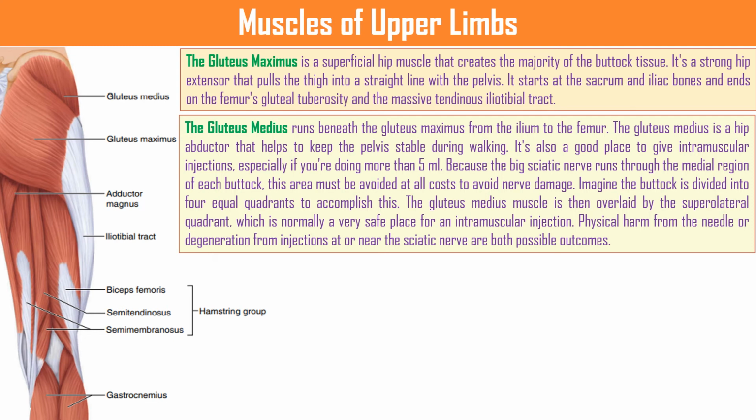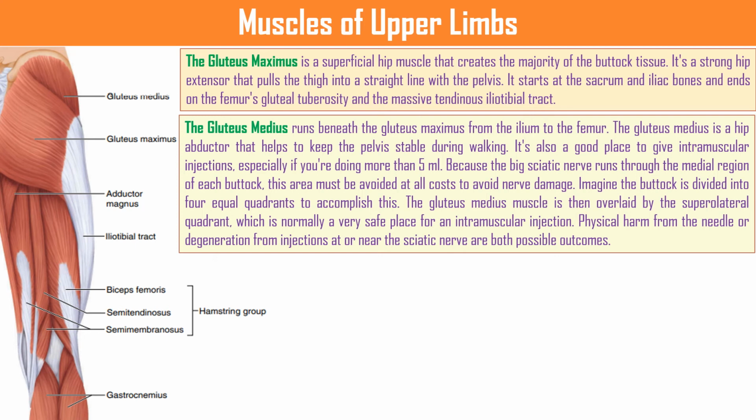Because the big sciatic nerve runs through the medial region of each buttock, this area must be avoided at all costs to avoid nerve damage. To accomplish this, imagine the buttock is divided into four equal quadrants. The gluteus medius muscle is then overlaid by the superolateral quadrant, which is normally a very safe place for an intramuscular injection.